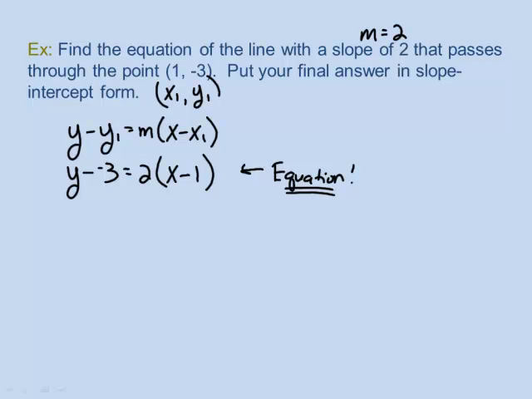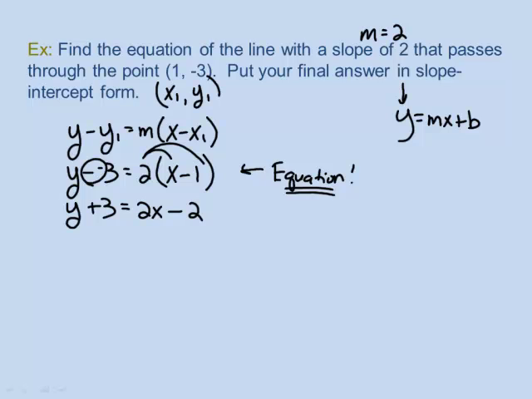But this particular problem does ask you to put your final answer in slope-intercept form, which means because slope-intercept form is y equals mx plus b, that means you're going to have to move terms around and isolate your y. So here, let's just take care of this double negative. That's considered poor form. So minus a negative is the same as adding. That's going to be equal to, if you distribute your 2, 2x minus 2 times 1 is 2.